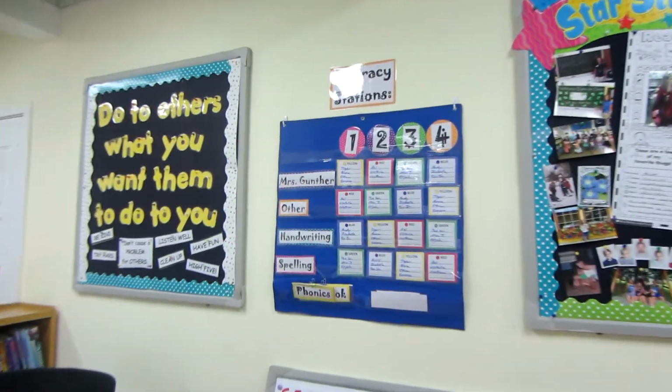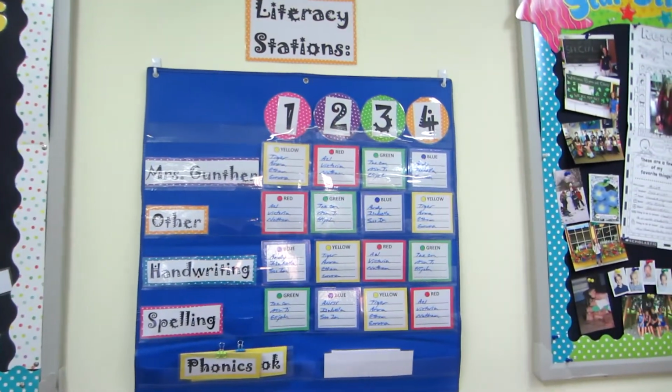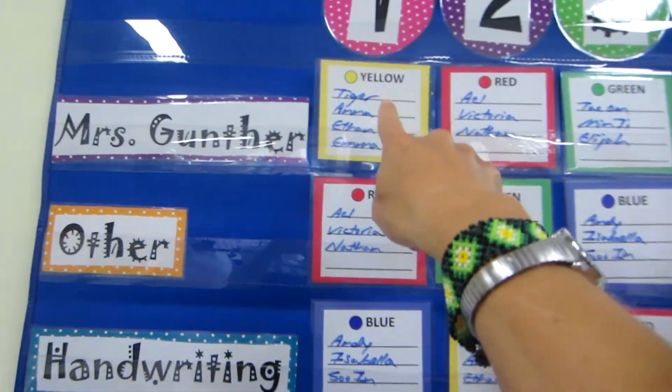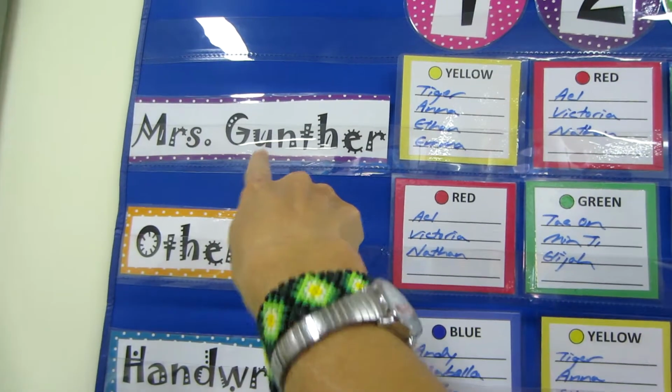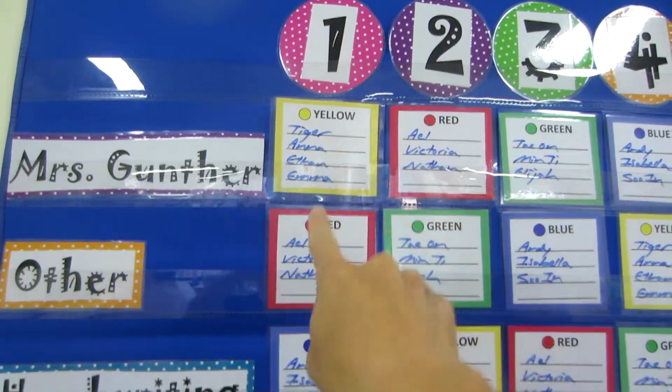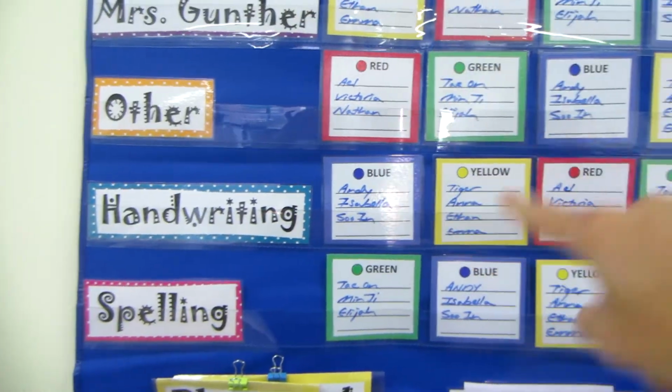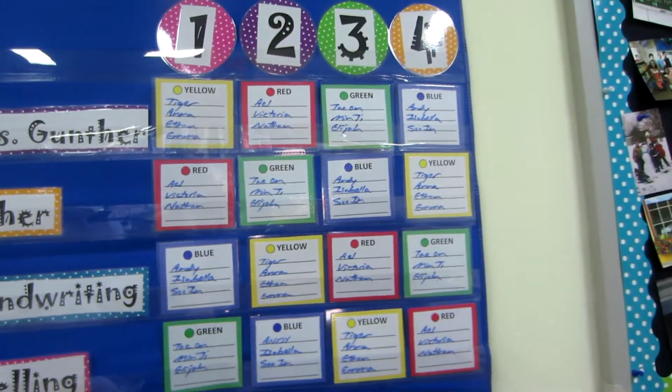This is the chart that they can look at so that they know exactly where to go. So for station 1, they can look right down, and if they're in the yellow group, they can look across, oh, I'm with Mrs. Gunther. Or if they're in station 1, blue group can look across, oh, I'm with handwriting. So they all get 4 different spots.